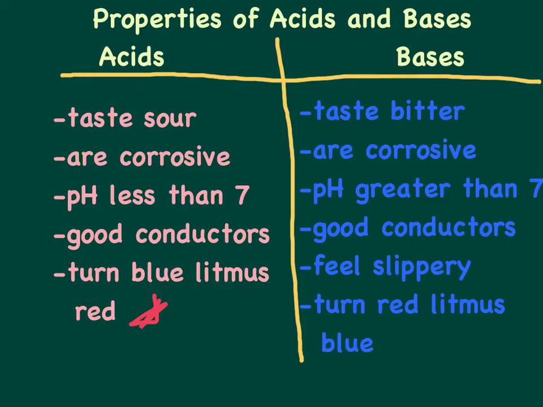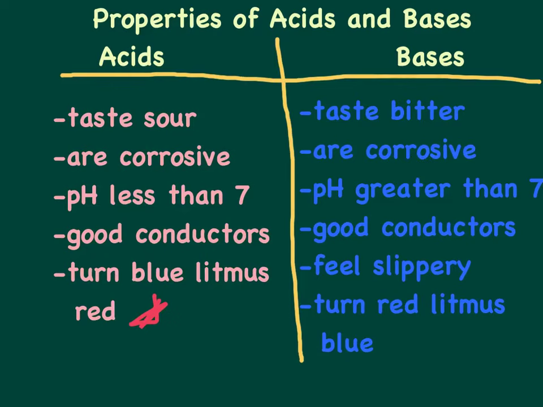Over on the bases column, bases tend to taste bitter. To give you an example, soap is made from a base. It's usually potassium hydroxide that's used to make bases slippery, and therefore they lather up really nicely. But if you've ever tasted soap, it tastes bitter.